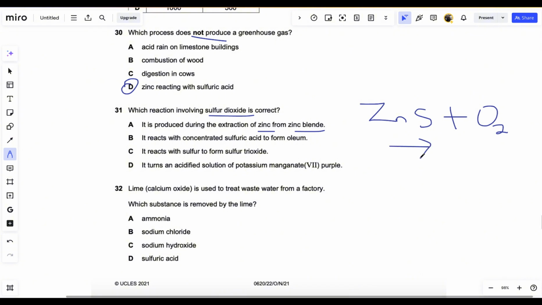You produce zinc. You can balance the equation if you so wish. You produce zinc and sulfur dioxide. So they ask which reaction this is. I think A is correct. A is correct. Is that okay?